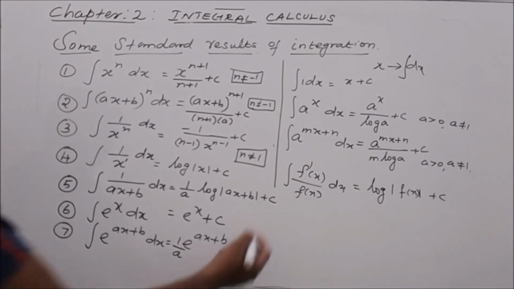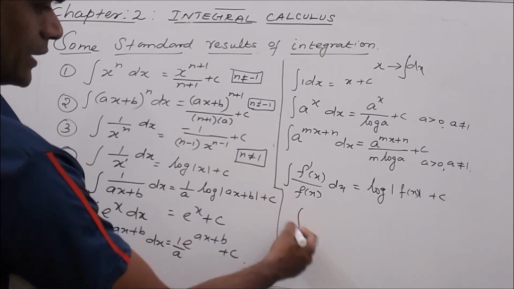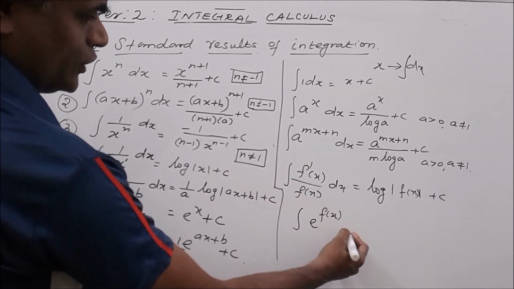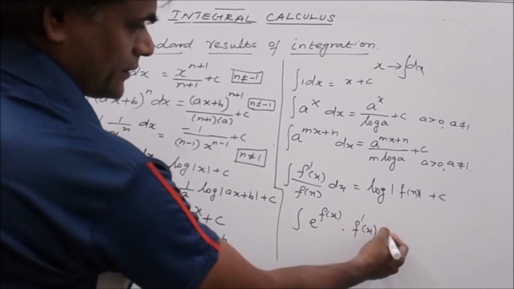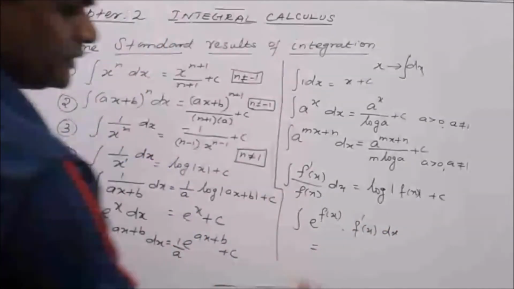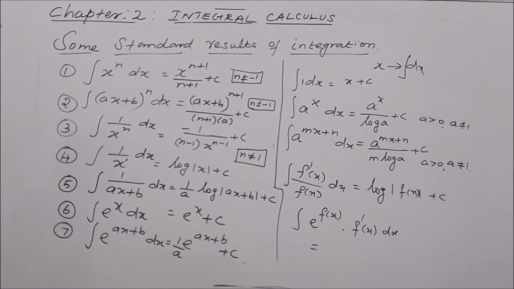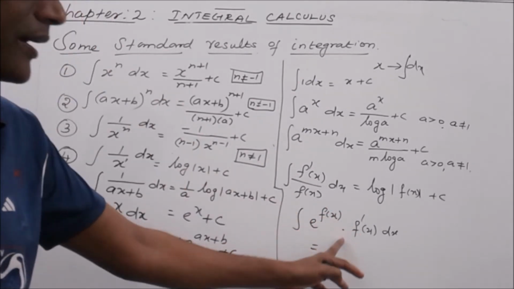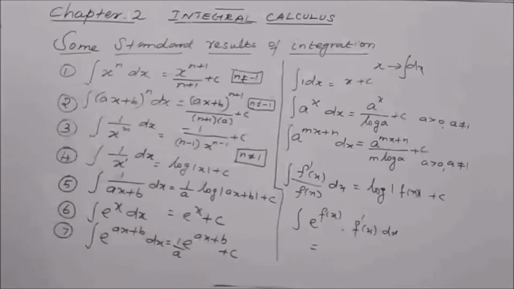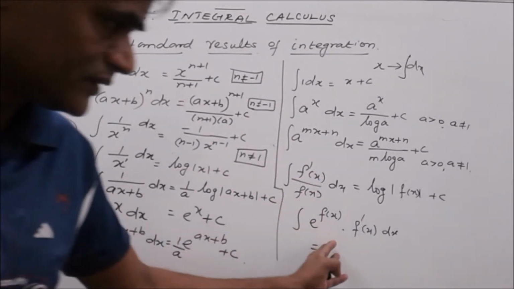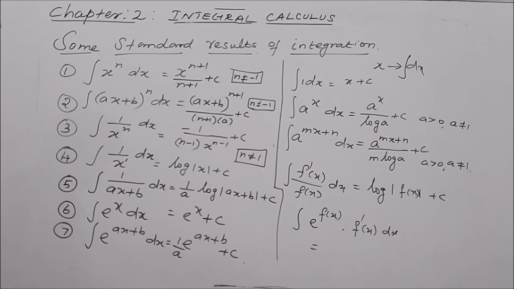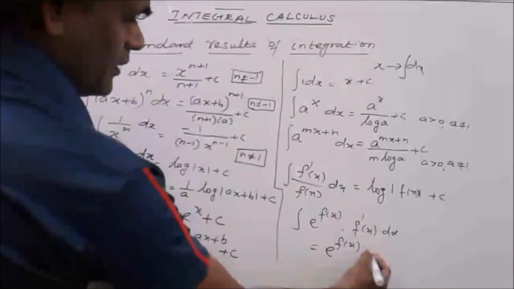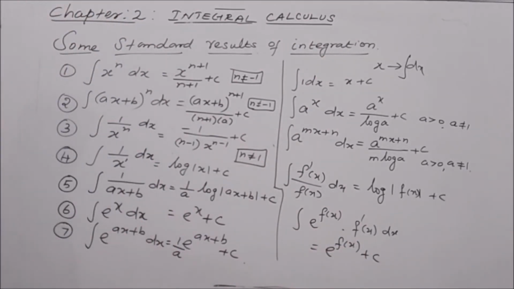And another formula I have given you: integral e power f of x into f dash of x dx. The function is in the power of e and the derivative is in the product. We can write e power f of x into f dash of x dx or f dash of x into e power f of x dx. Both will be equal to e power f of x plus c.